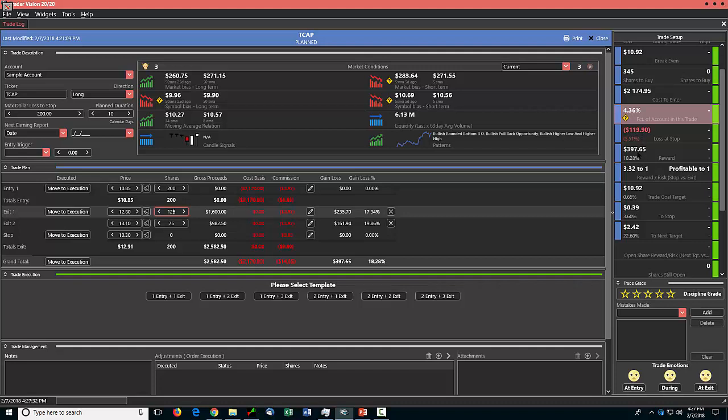I still have about that $400 total reward, and I can still get my goal off the table here at the first target. So even if I want to be a little more conservative at first and give it a little room to work, and then just quickly move that stop up as the trade works in my favor, I can do that.